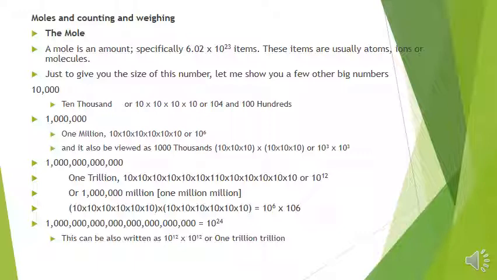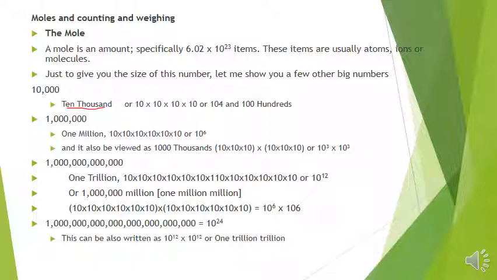So first of all, we want to go over what a mole is. A mole is simply an amount of things. Specifically, it's 6.02 times 10 to the 23rd items, and these items are usually atoms or molecules or ions. I just want to make sure people understand what the size of this number means, and so I want to relate it to other numbers.